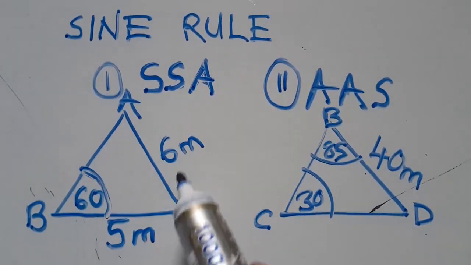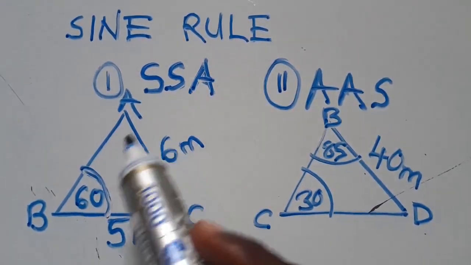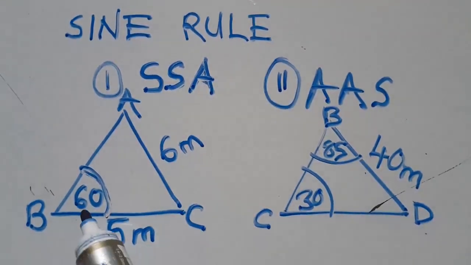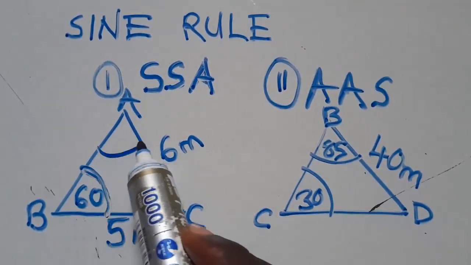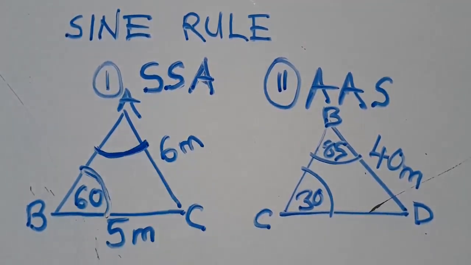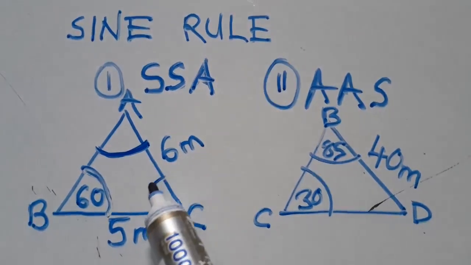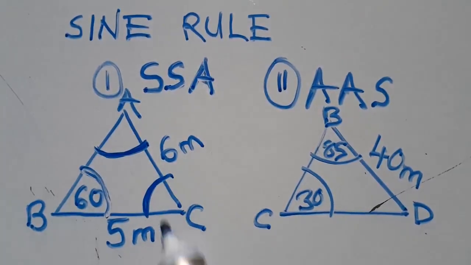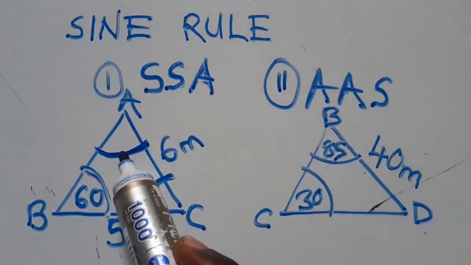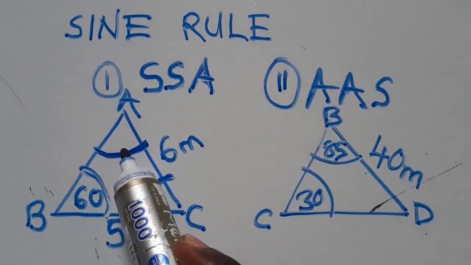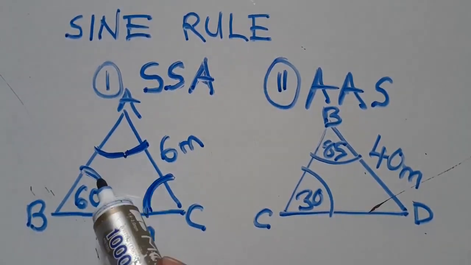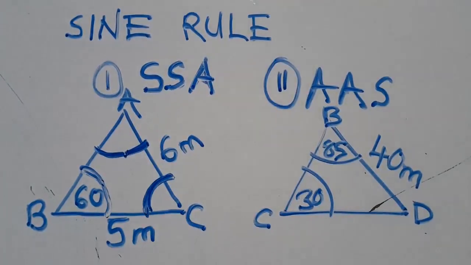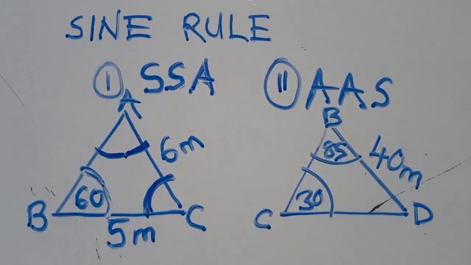So any question under sine law where you are given two sides and one angle, you can be told to find the angle that is there, or the angle that is here. But to find the angle that is here, first you need to find the angle that is there. After you find the angle that is there, that's when you can add these two and subtract from 180.